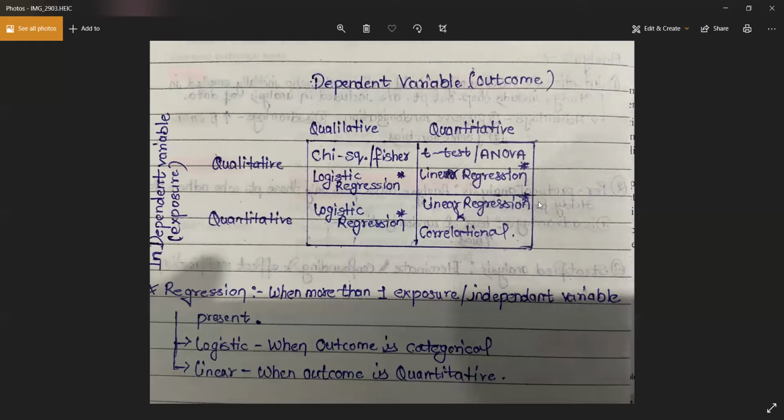You will always use the linear regression whenever multiple exposures are there. It doesn't matter if they are qualitative or quantitative, but the outcome is a quantitative one. You will always use the linear regression. Is it clear now?